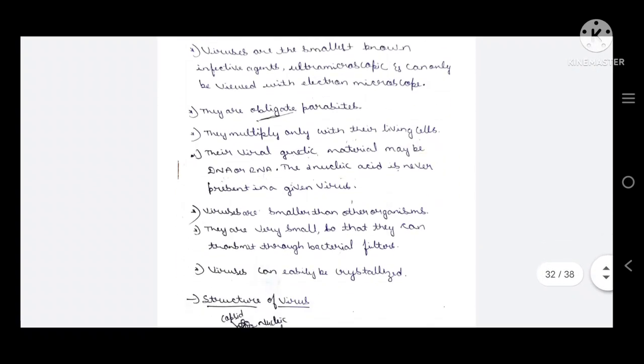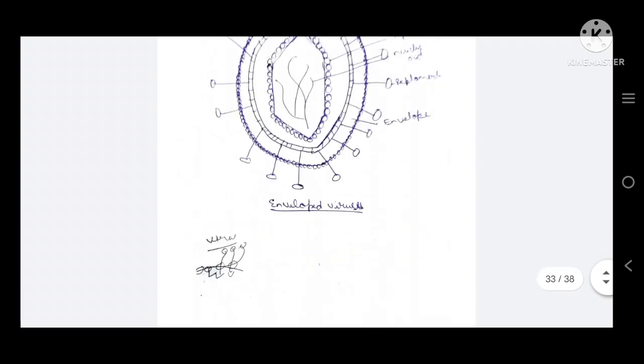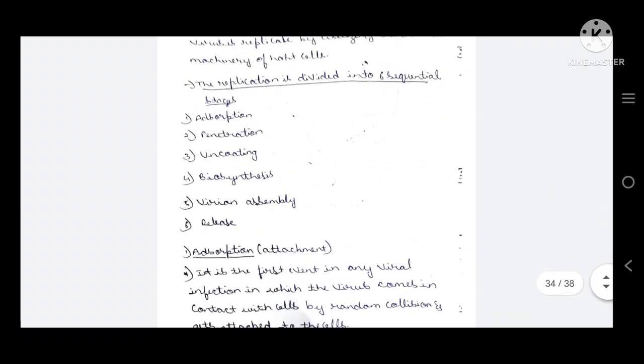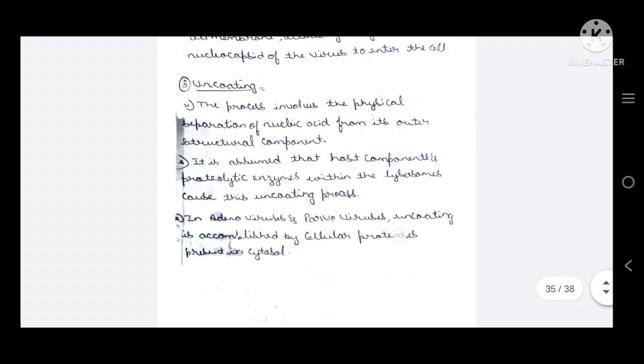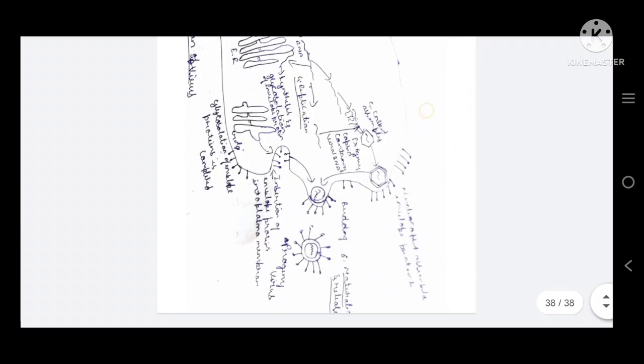Then this is the virus structure. This is the enveloped virus. So go through this. Clear? Now in the next slide I will show you 5 marks answers.